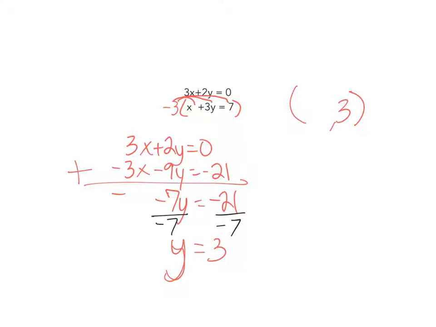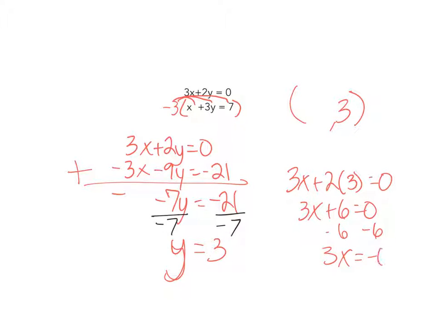Which equation do you like better, top or bottom equation? The black equations, guys, not the reds, the blacks. Top, okay. 3x plus 2y, 3 equals 0. Three x plus 6 equals 0. Minus 6, right? 3x equals negative 6. What's x? Negative 2.